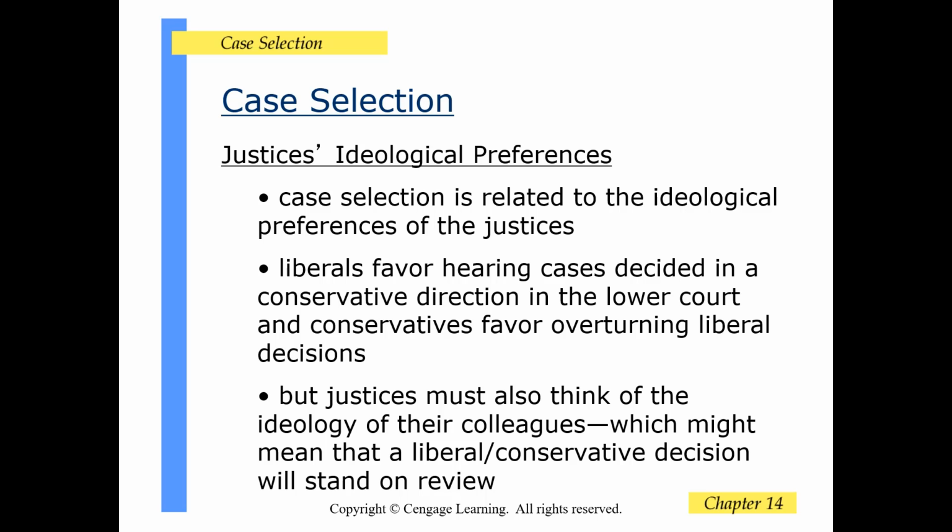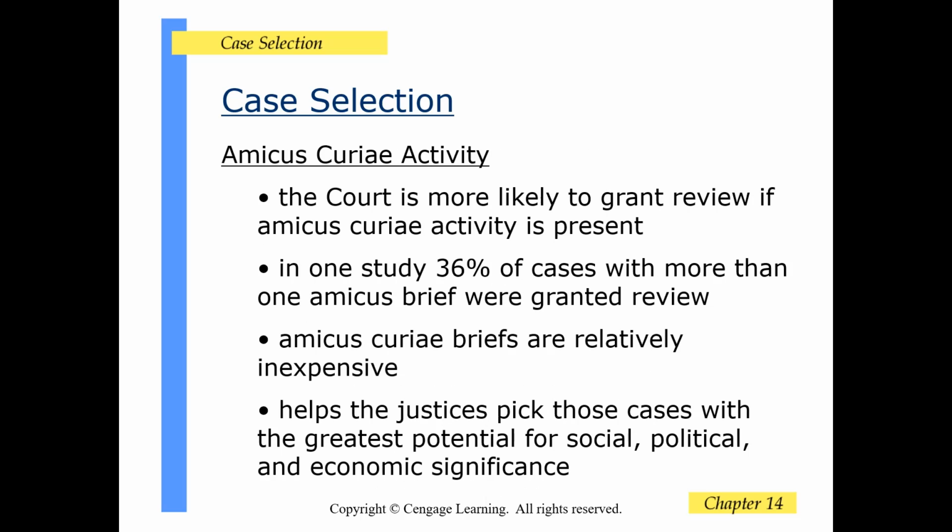Case selection is related to the ideological preferences of the justices. Liberal justices favor hearing cases decided in a conservative direction in the lower court, and conservatives favor overturning liberal decisions. But justices must also think of the ideology of their colleagues, which might mean that a liberal or conservative decision will stand on review. The court is more likely to grant review if amicus curiae activity is present.